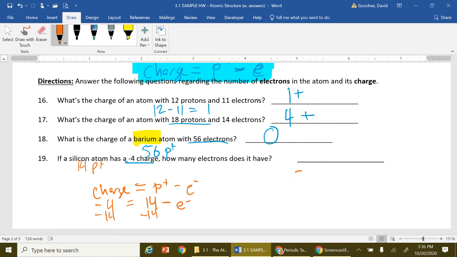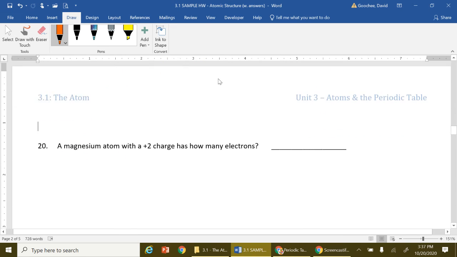There's another way to do it though, and it's the way that I prefer. I'm like, okay, the charge, is it positive or negative? It's negative, so you're going to have more electrons. And it's minus 4, which means you have 4 more electrons than protons. So what you know is you've got 4 more electrons than you have protons. If you've got 14 protons, then 4 more than that is 18 electrons. That's how you solve number 19.